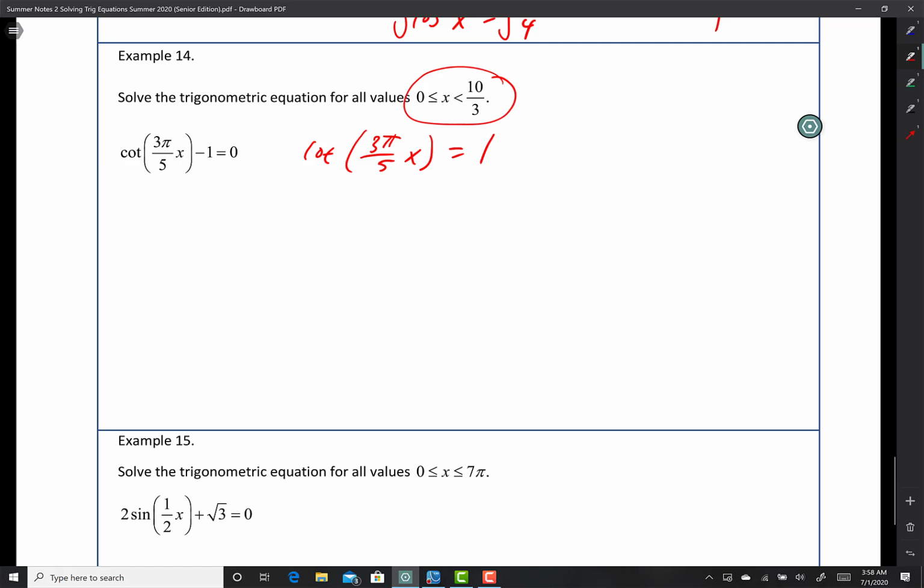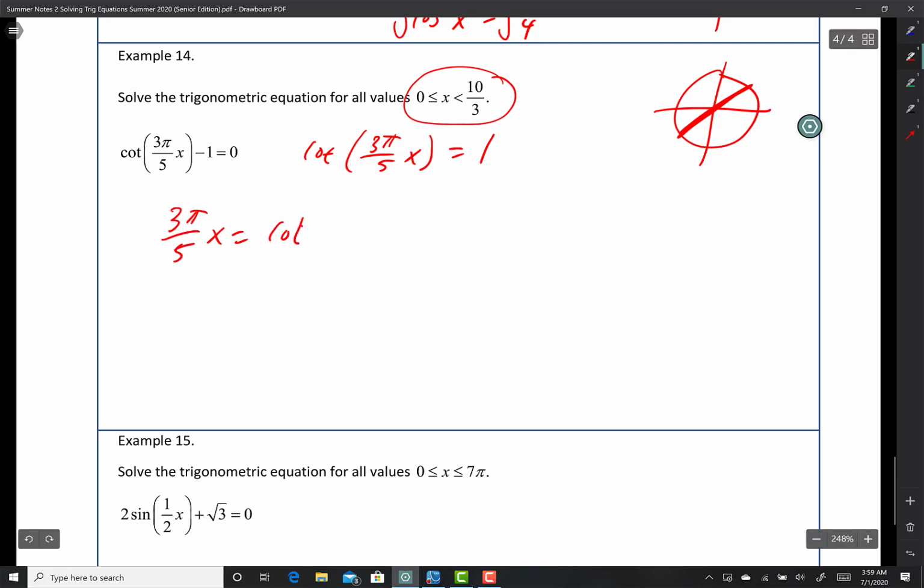I know that cotangent is x divided by y. And the only time that cotangent is 1 is in quadrant 1 and in quadrant 3. So I can just take quadrant 1 and just keep adding pi to it, right? So that's what I'm going to do. So I'm going to take the inverse. So I'm going to write 3 pi over 5 x equals arc cotangent of 1 plus pi n, sorry. If I add pi to this one in green, I am where the blue one is at.